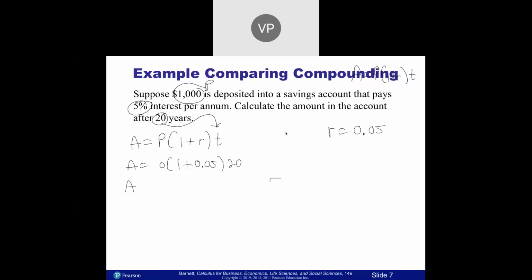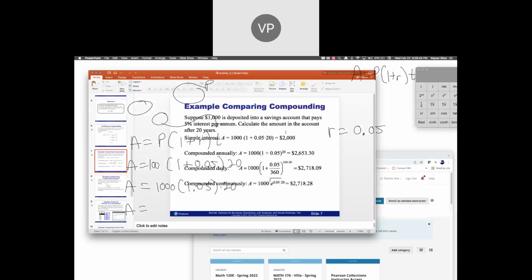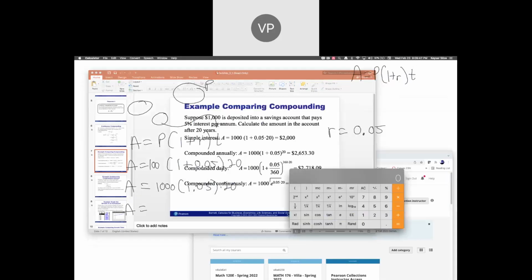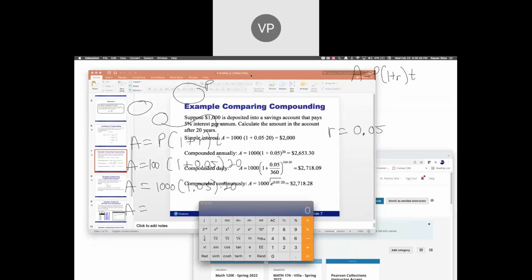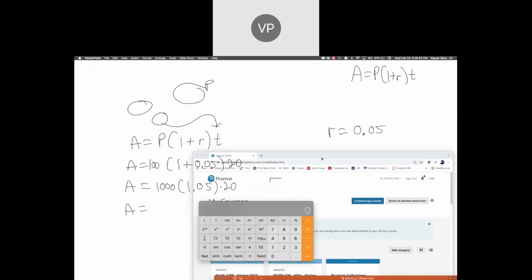This is how you calculate the simple interest. And I'm sorry, I made a mistake. That P is 1,000 right there. Your principal, what you start with, is $1,000. So what happens is we have 1,000 times 1.05, and you have to know how to use your calculator for these problems. I'm just going to pull that up real quick just to show you what I'm talking about.